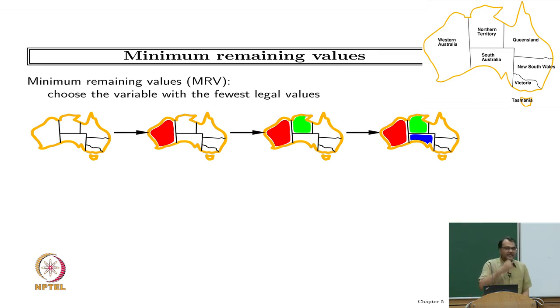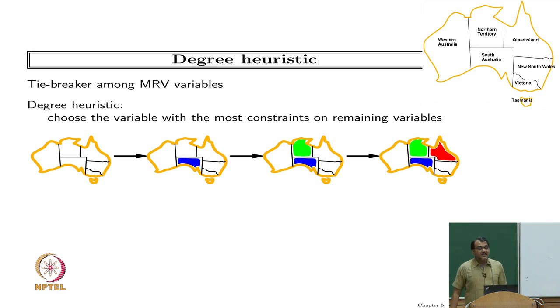And then sometimes this minimum remaining values heuristic gives the same number for multiple variables. In such a case, we use Yash's idea, and we have a tie breaking heuristic called the degree heuristic. The degree heuristic says choose the variable with the most constraints on the remaining variables. Notice that this has to do at every step of the search. So, we have to talk about remaining variables, remaining values, and so on and so forth.